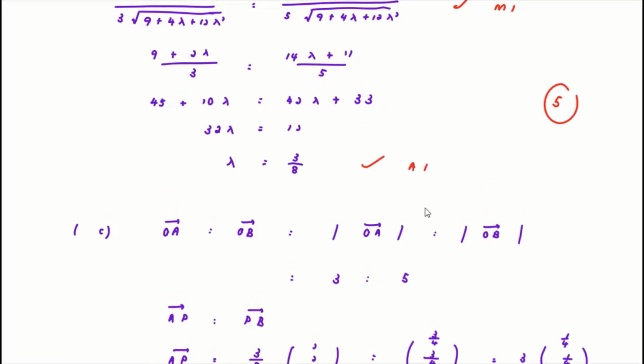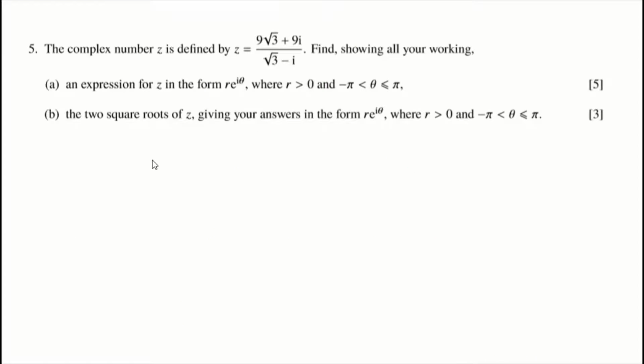Okay, so now let's go on to number 5. Question 5. The complex number z is defined as z equals 9 square root 3 plus 9i over square root 3 minus i. Find, and show all your working, an expression for z in exponential form. Okay, so let's try to do part A first.